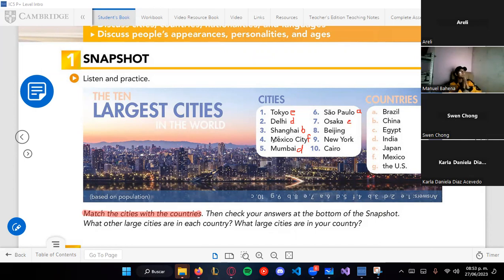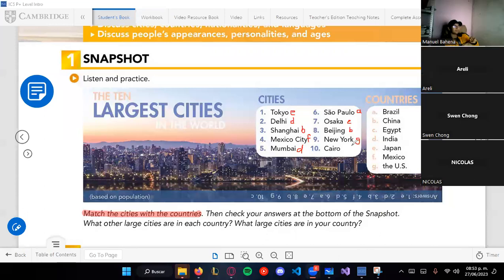Who has number eight? East China. Beijing, China. Yes, there we go. Okay, Oliver, number nine, New York. The US, yes, on the chat. Perfect. Letter G, the US. And finally, let's see, Nicolas. Cairo. Creo que es Egipto. Egypt, yes. Just careful with the pronunciation. Egypt. Yes, letter C. There we go. Perfect. Muy bien. Excellent.